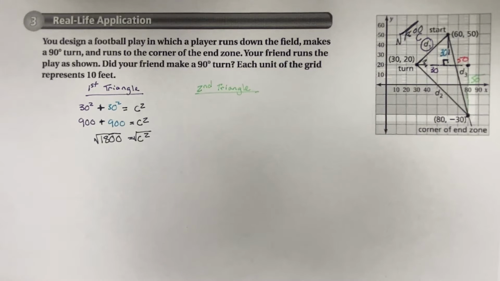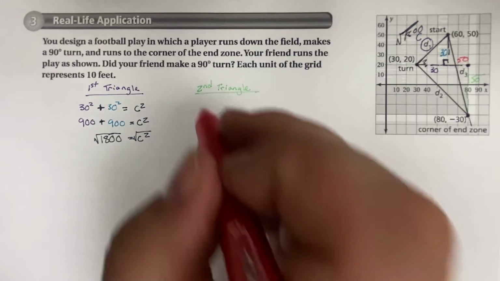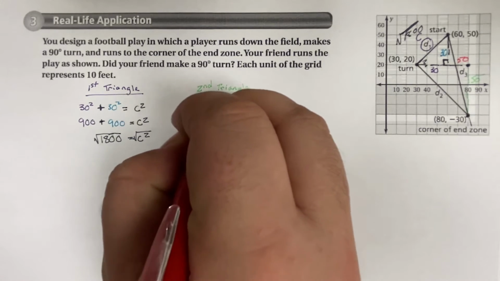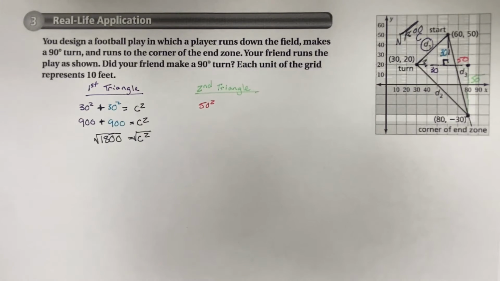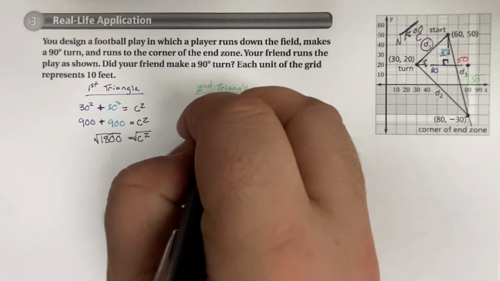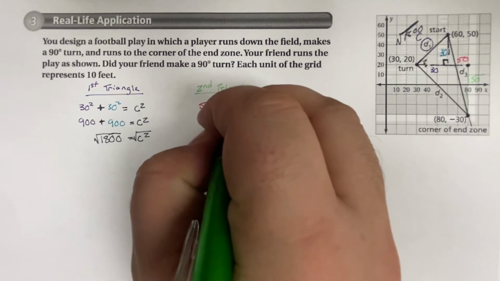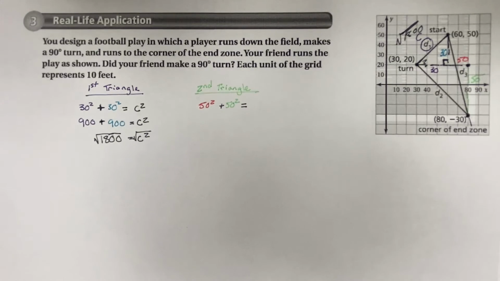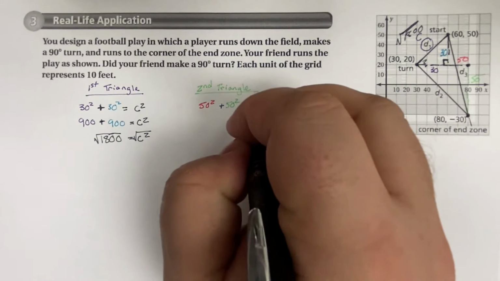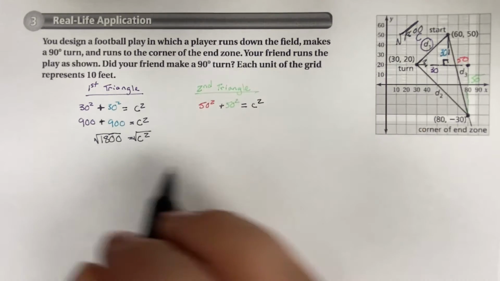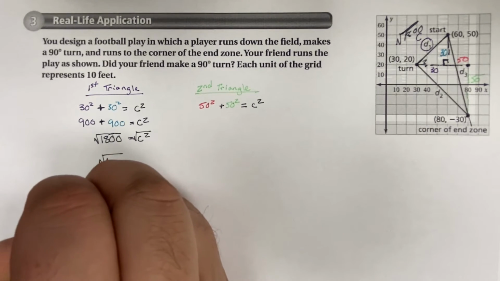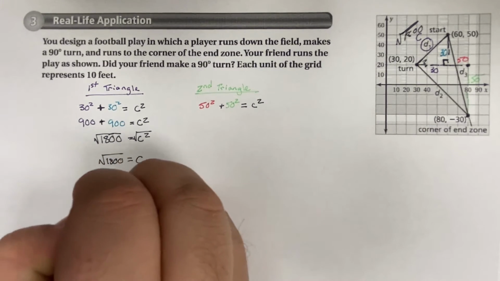Now, when I do that, I'm going to get 50 squared plus, and I'm sorry if there's a lot of rattle from these pins. I'm trying out new ones. May not stick with them. And again, that's going to equal my c squared. Oh, sorry, so this meant 1800. Square root of 1800 equals C.